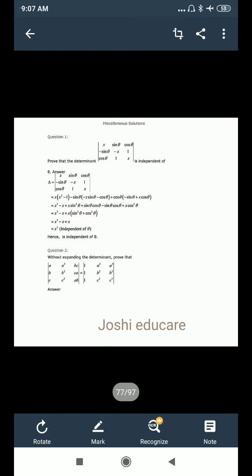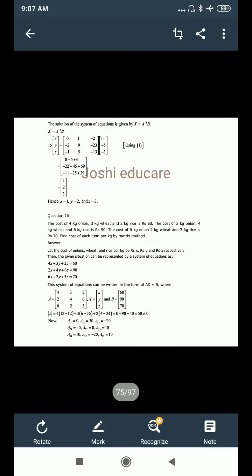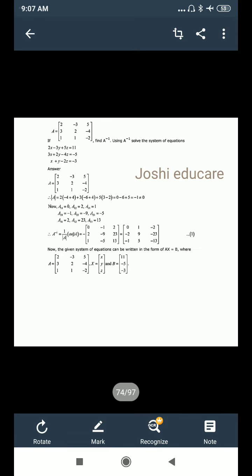So guys, in this way we are able to complete your exercise 4.6. Okay, now only miscellaneous is left, that I will explain you in next class. Now take care of one thing, don't forget to solve solved examples of NCERT. All solved examples of all miscellaneous chapters are very important. So follow these instructions. Thank you.